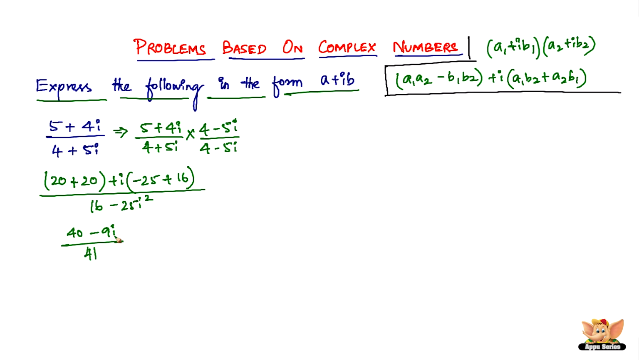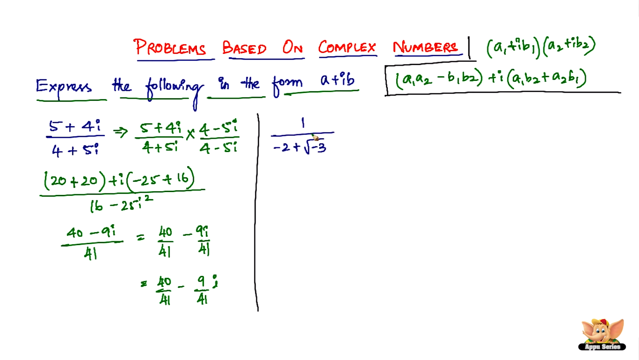So it's (40 minus 9i) divided by 41, which can be written as 40 by 41 minus 9i by 41. To be even more specific, it will be 40 by 41 minus 9 by 41 times i. So this is of the form a plus ib. Alright, so that ends this problem. Let's quickly solve another problem which is in the form of a fraction before we end this video.